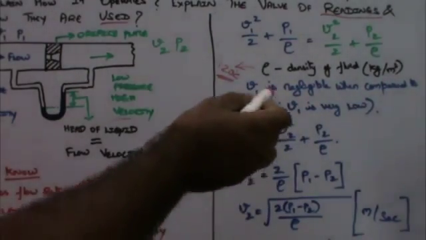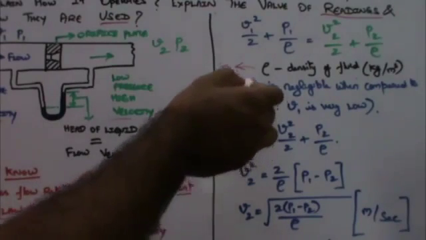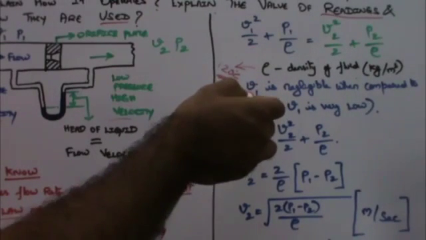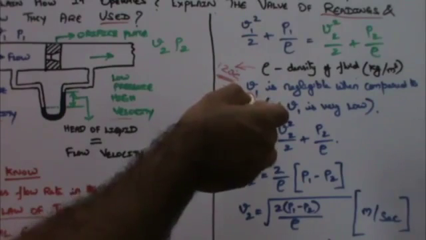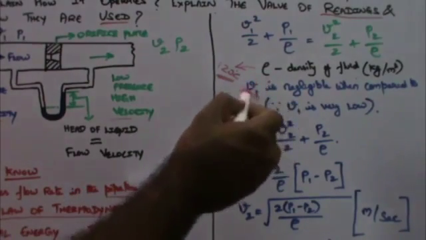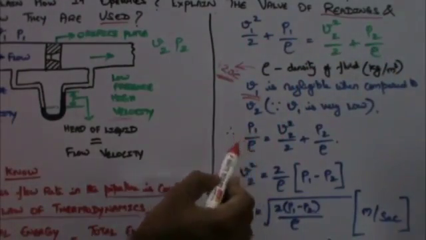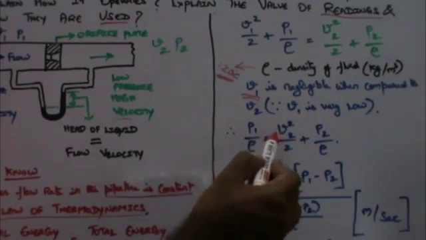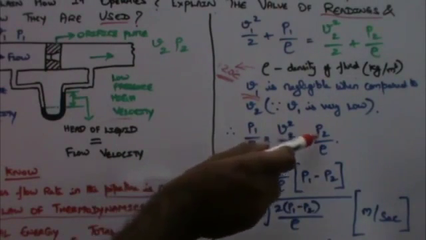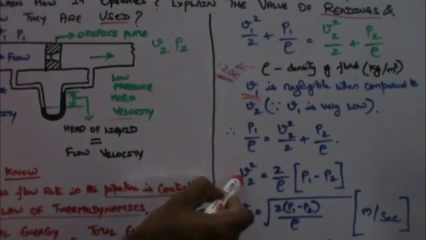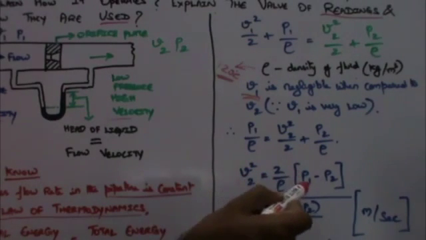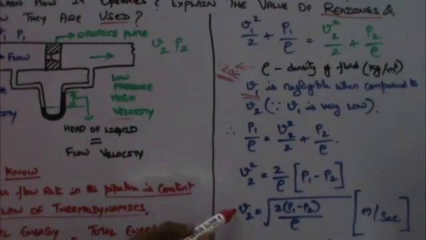The reason, as I said earlier, is that V1 is the velocity of the fluid upstream, or before the orifice, which means it's a low velocity. Since V1 is very, very low, I neglect it. When I rearrange the above equation, I get P1 by rho is equal to V2 square by 2 plus P2 by rho. Again I rearrange, V2 square is equal to 2 by rho into (P1 minus P2), where finally I get V2 is the square root of 2 into (P1 minus P2) by rho, that is meters per second.